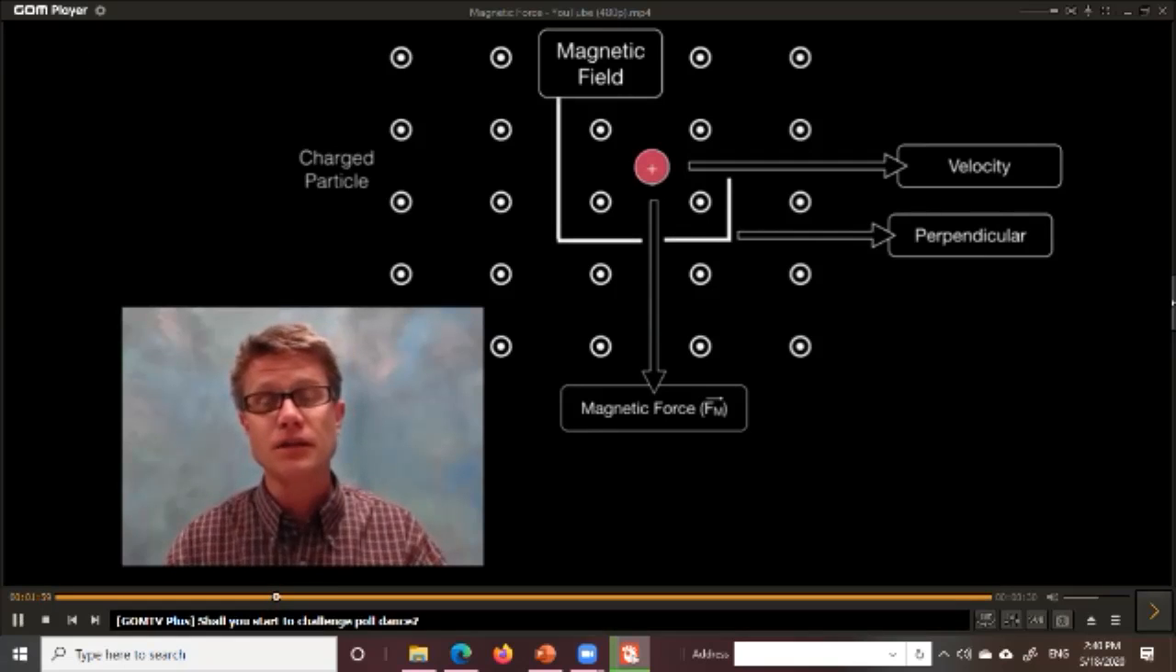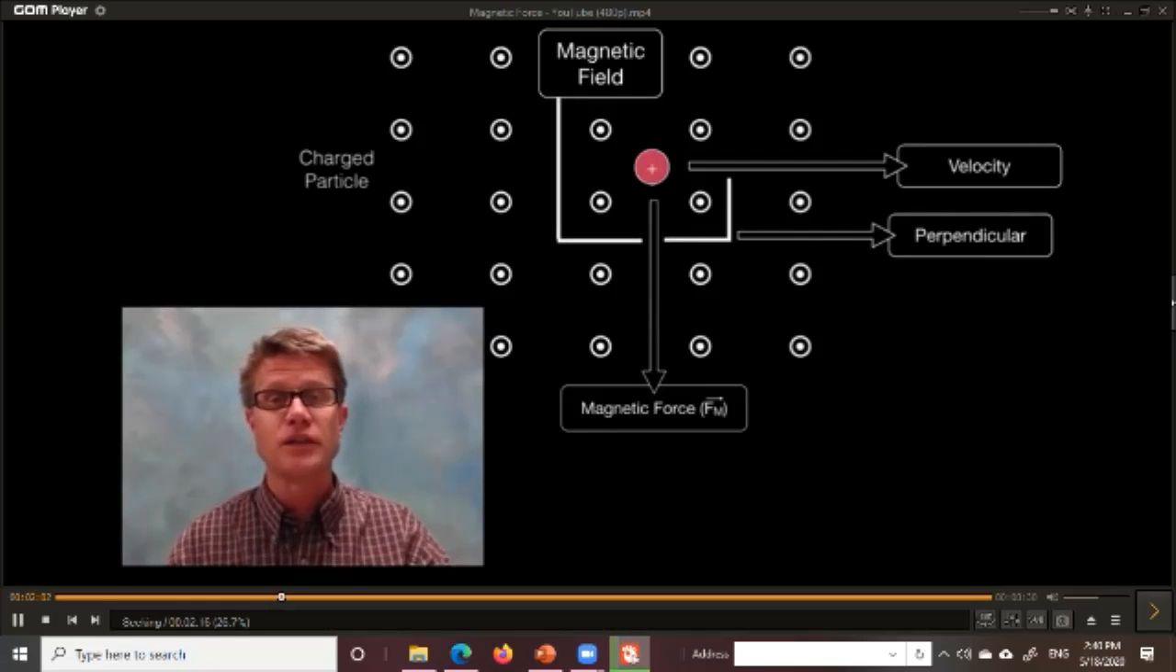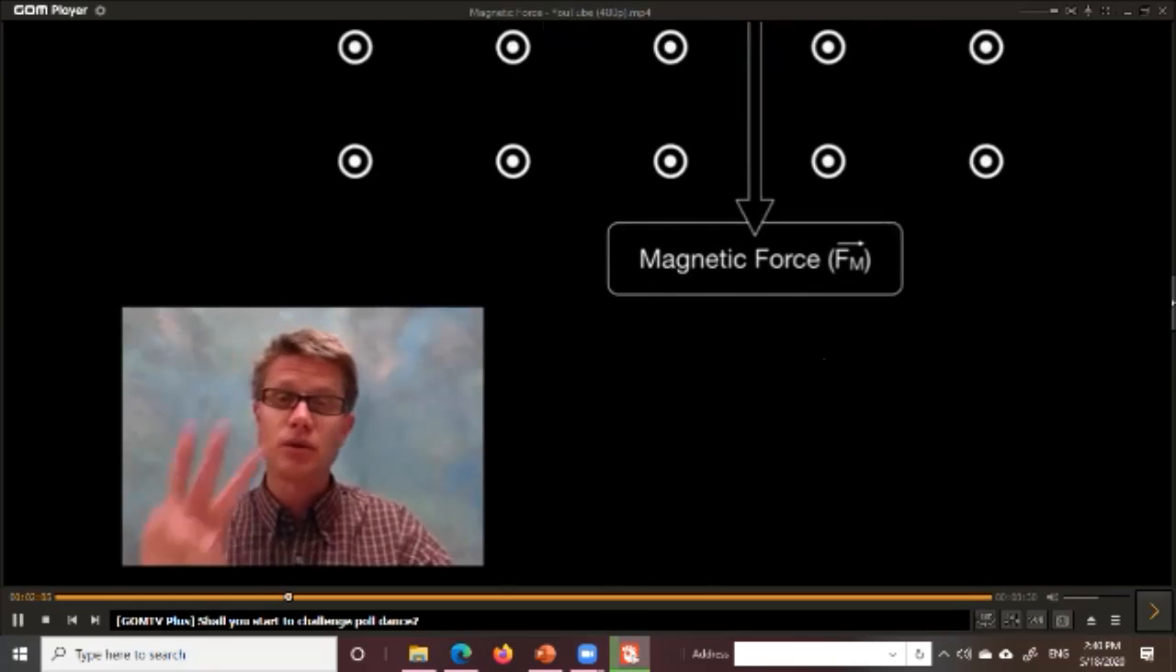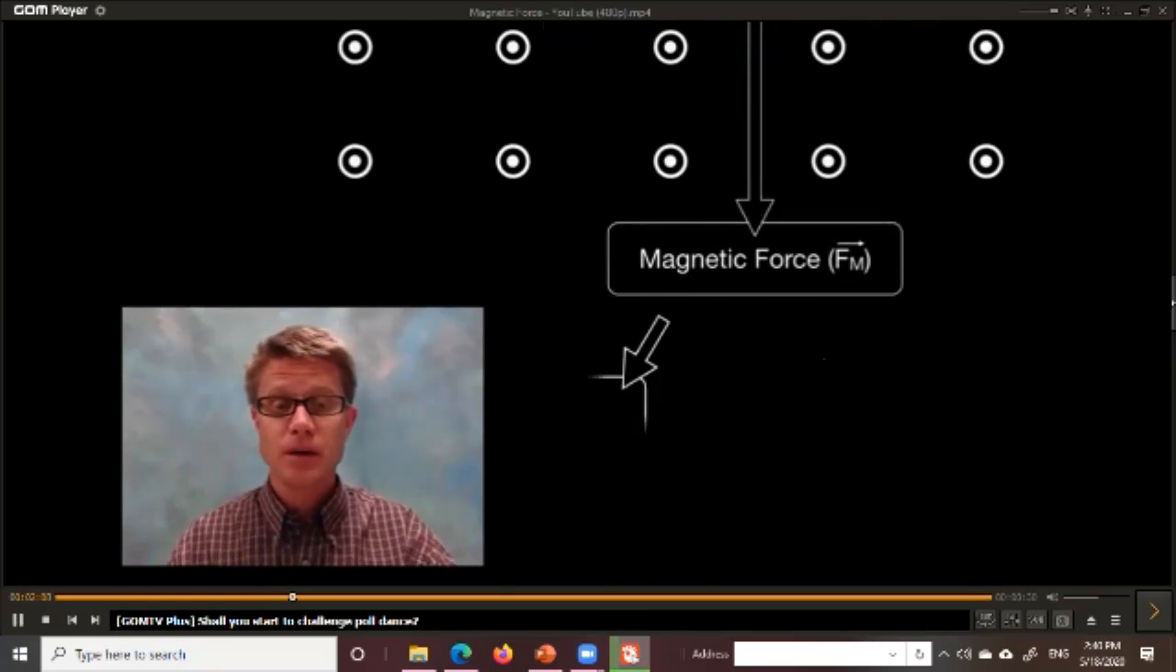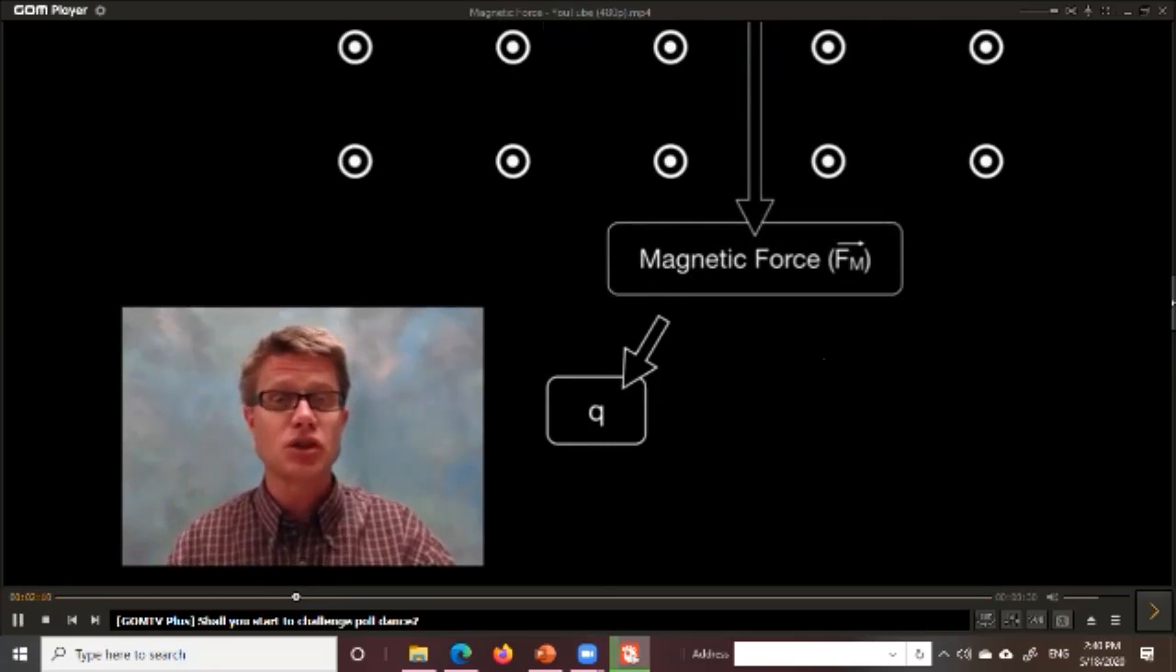But the velocity vector and the magnetic field vector don't have to be perpendicular to each other. How do we calculate the magnetic force? Well, there are only three things that really deal with that. First one is going to be Q, the charge of that particle. In this case, it would just be the elementary charge.